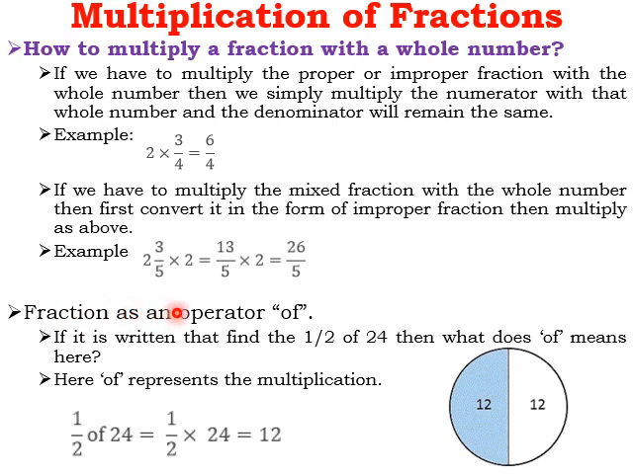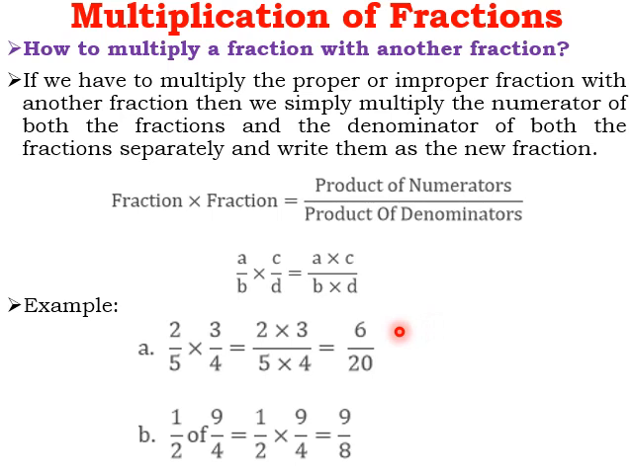Fractions as an operator of. If it is written that find the 1 by 2 of 24, then what does of means here? Let us see. Here of represents the multiplication. So 1 by 2 of 24 can be written as 1 by 2 into 24. So it will be 12.